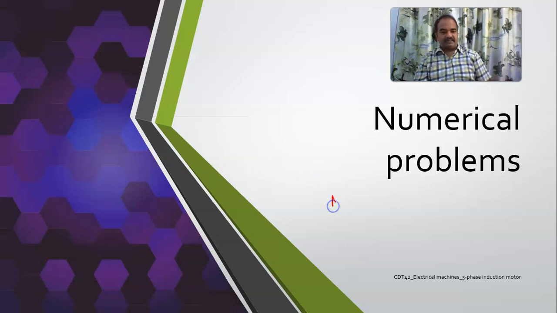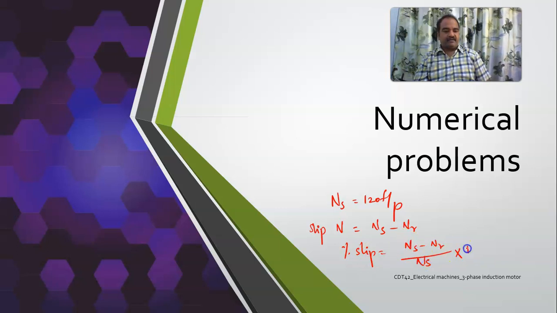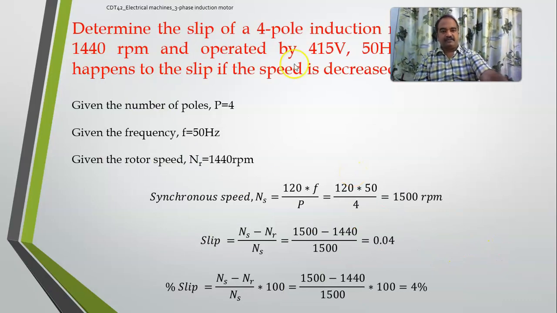Synchronous speed is given by 120 f by p, and your slip speed is given by Ns minus Nr, and your percentage slip is given by the slip speed by synchronous speed into 100. Okay, now let's have a quick look at the problems.